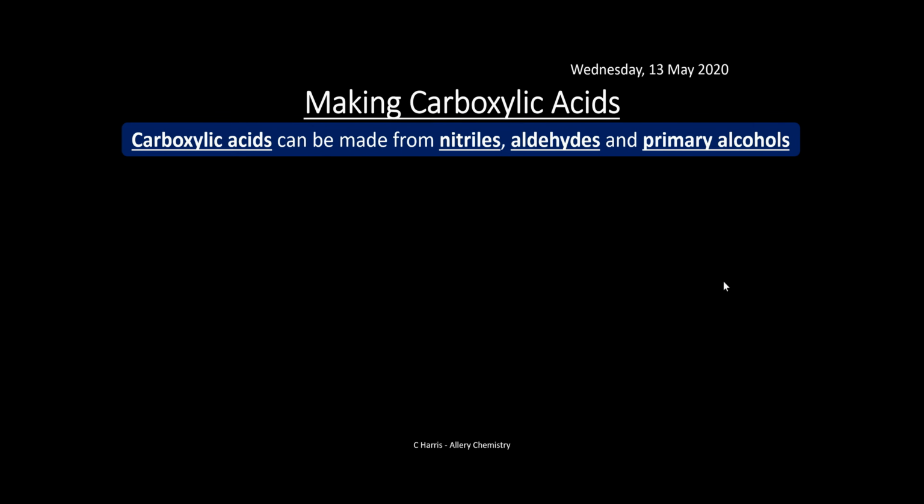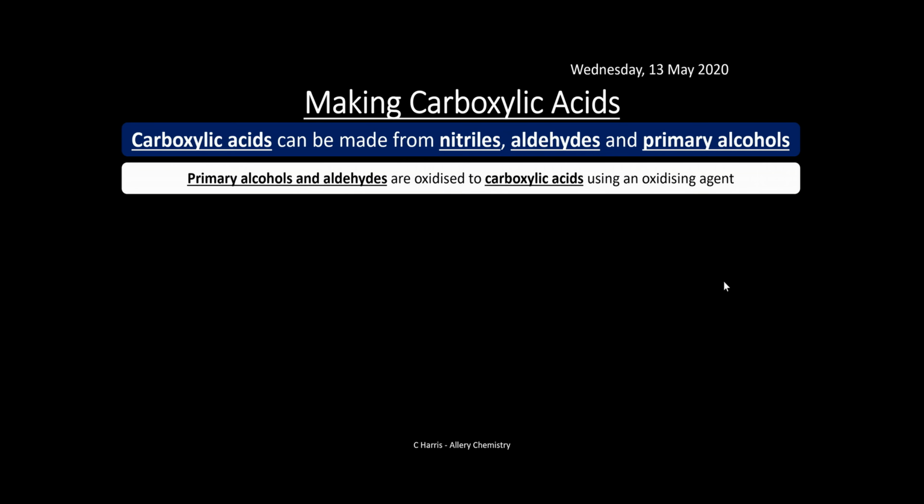Okay, so how do we make carboxylic acids? Carboxylic acids are made from nitriles, aldehydes, and primary alcohols. So let's have a look. Primary alcohols and aldehydes are oxidized to carboxylic acids using an oxidizing agent. We've seen that before, such as potassium dichromate.